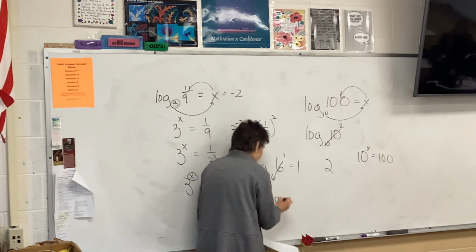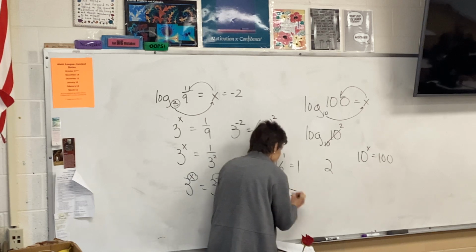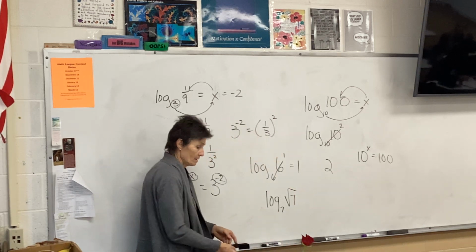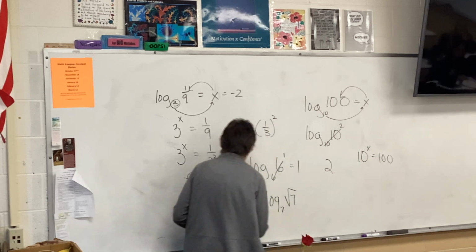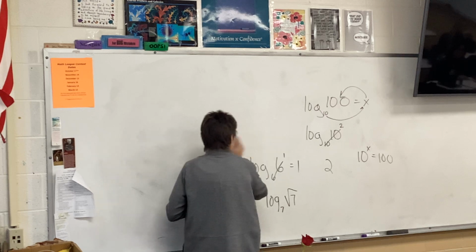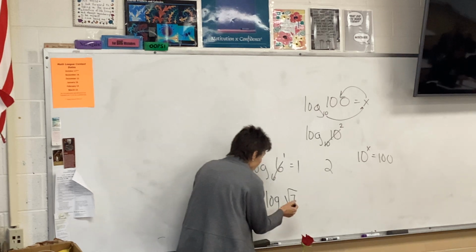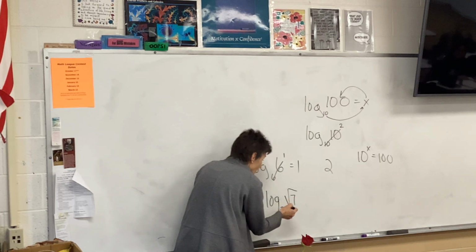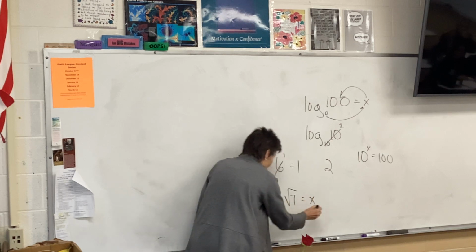Log base 7 of the square root of 7. Now, how do you want to do this? Makes no difference to me. Do you want to set it equal to x and log roll it? Or do you want to try to change these to match? Log roll. Log roll? All right.